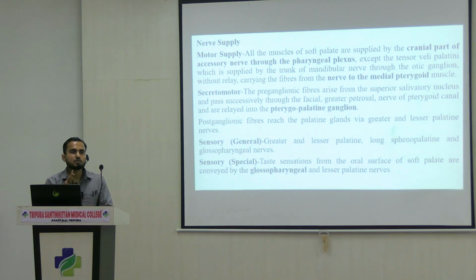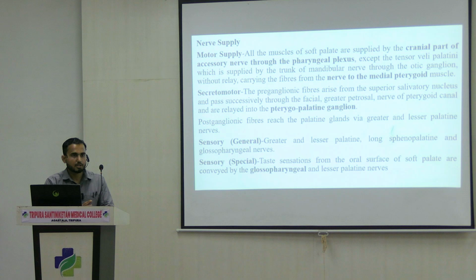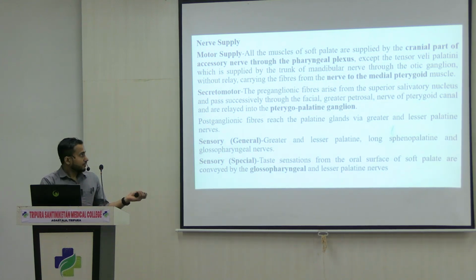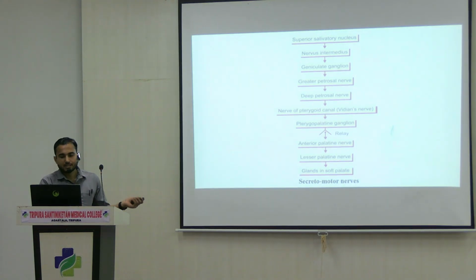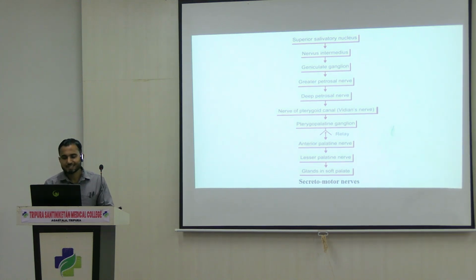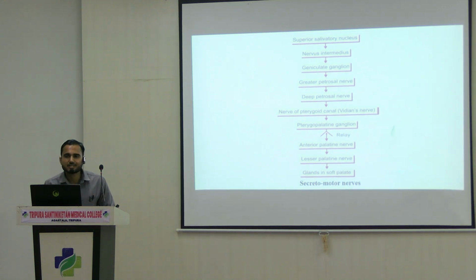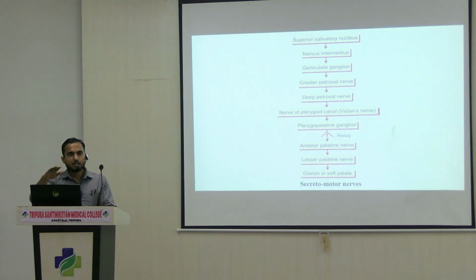So the nerve supply of those structures is not that simple. Okay, so there is a flow chart, and this flow chart is for secretomotor fibers. With the help of this flow chart, you can understand the secretomotor fibers. From where are they coming? They are coming from the superior salivatory nucleus. Where is the superior salivatory nucleus? In the pons. That is the brainstem. When we study the cut section of the brainstem, at that time you will come to know.